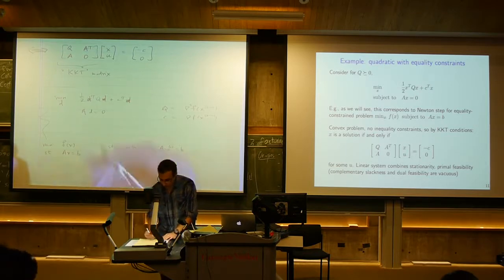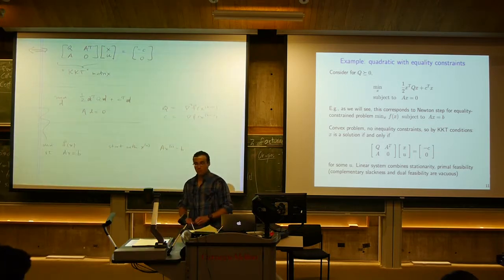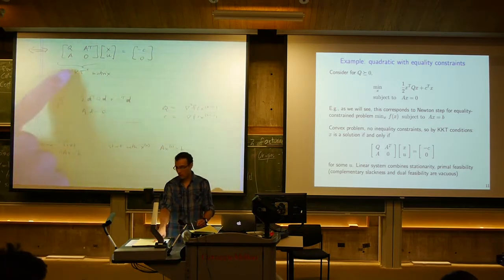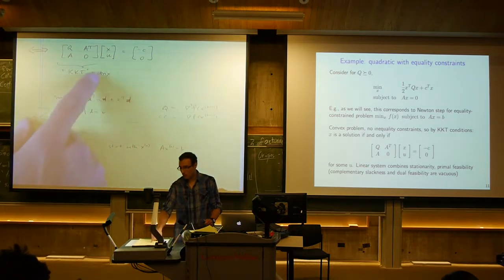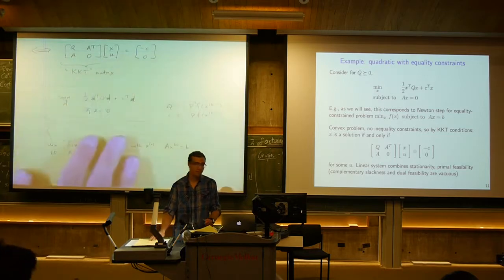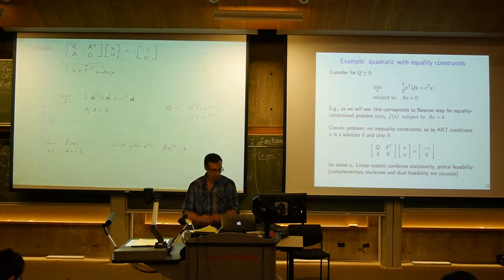So this is the kind of canonical problem that we would solve in Newton's method with equality constraints. And the way that we do it actually is just to form this thing called the KKT matrix and take a step based on this linear system. Just a preview of what's to come.